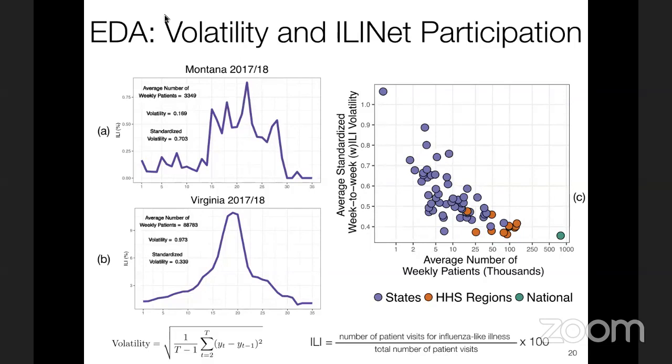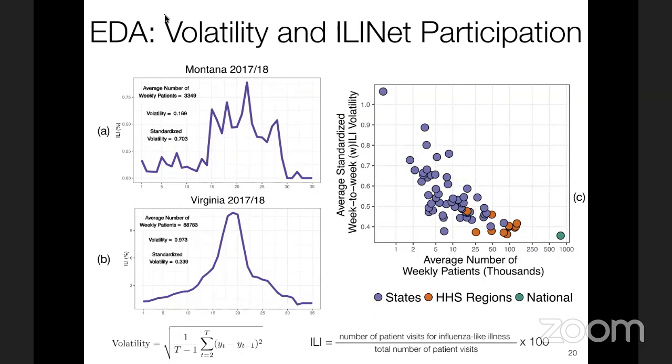Let's see, volatility and ILI net participation. When you start looking at some of these time series at the state level, you'll see a lot of things that look like Montana, again, that zeroth-order signature: it starts low, it ramps up to a peak, and it drops back down to low levels. But for that Montana 2017-18 data set, it's really noisy, jagged, and jumping all over the place, and it's hard to see the signal. Virginia, however, has a very clear signal, a nice smooth curve.